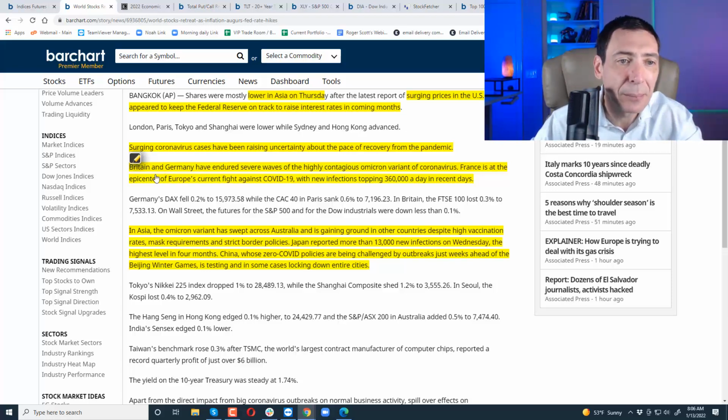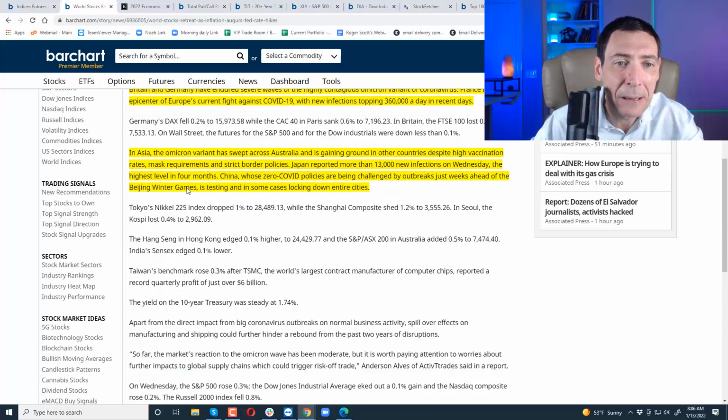Don't get me started. Britain and Germany have endured severe waves of the highly contagious Omicron variant. France is at the epicenter of Europe's current fight against COVID, with infections topping 360,000 a day. And this is Europe, this isn't America. They're not that big. And again, people are not dying from Omicron, but the hospitals and the system are getting taxed, so that's a big deal. But the good news is people are not dying like they did from the Delta variant.